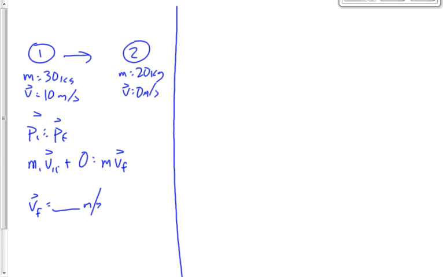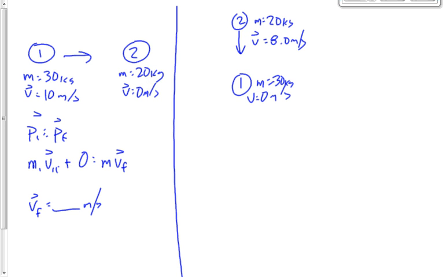Let's say this time that object number one is at rest. It's still 30 kilograms, but this time it's not moving. This time object two is moving downwards. It's still got a mass of 20 kilograms, but this time its velocity is 8.0 meters per second. For whatever reason, these two objects stick together when they hit each other. The glue, the Velcro, the masking tape, they stick together. How do we analyze this one?